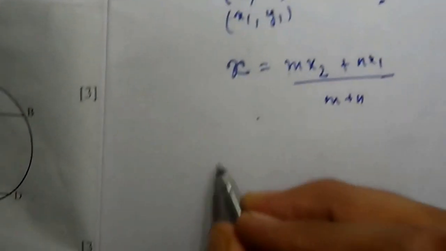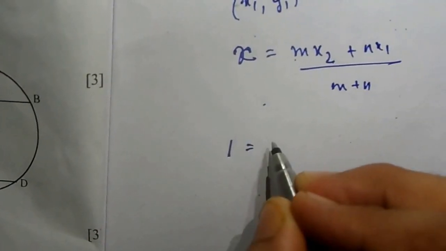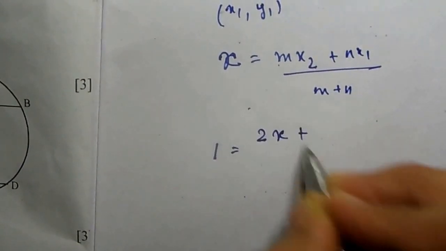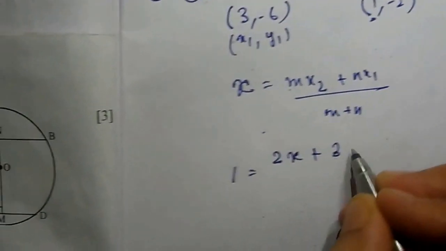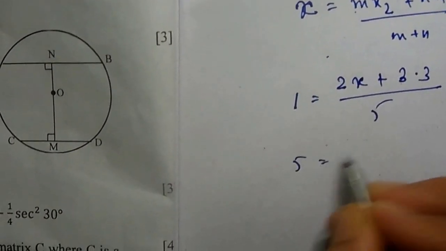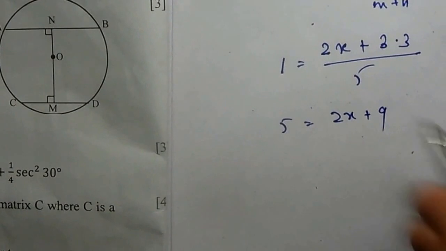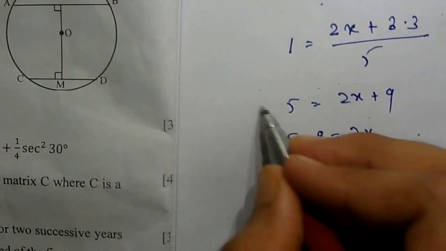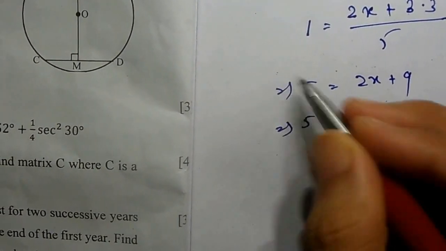Now here we go. So 1 equals, now we have m into x2, that is 2x, plus n is 3, x1 is 3, so 3 into 3 is 9. So 5 equals 2x plus 9. Now 9 will go over there, so it will be minus 4 equals 2x. Now don't forget to give this sign, okay?